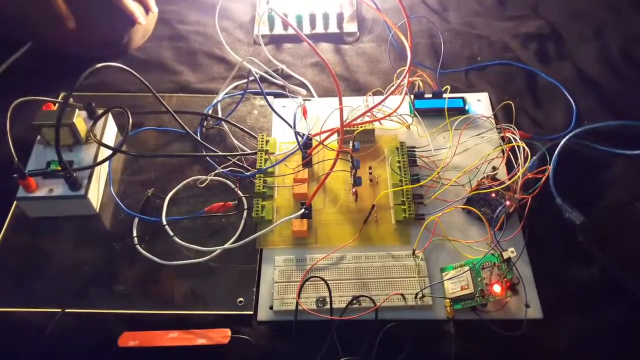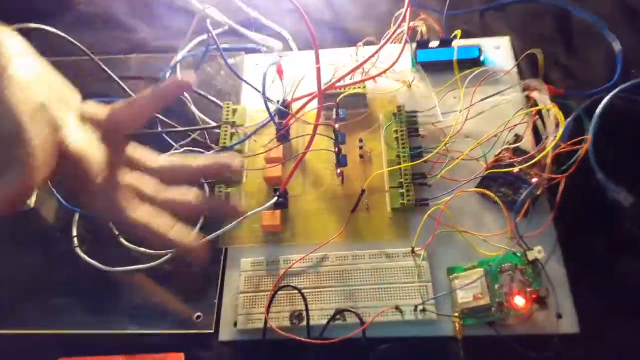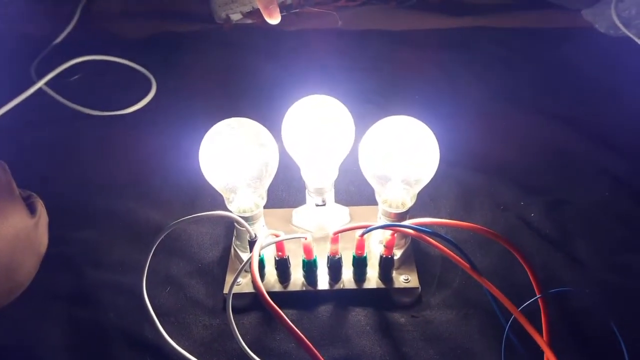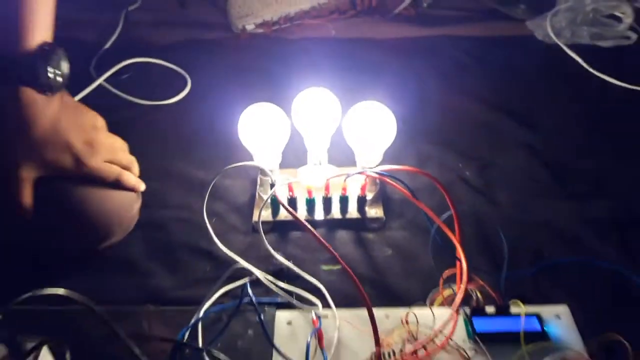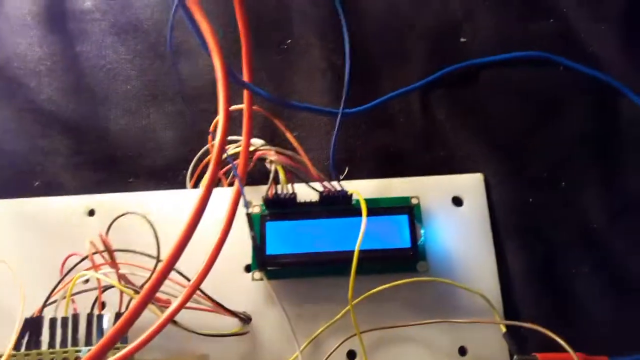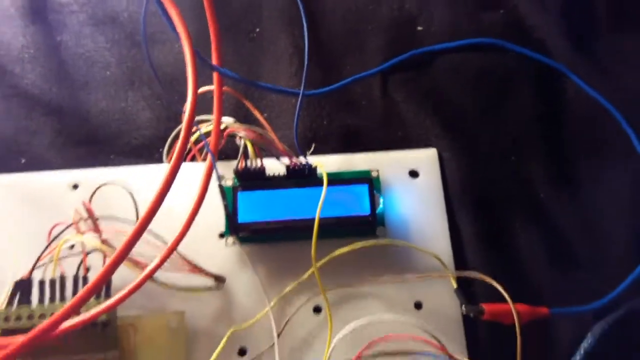This is our PCB. It has 3 CTs and 3 relays. The 3 loads, 2 of them are of 20 watts, and the middle one is the greatest one, which is 40 watt. And here is a serial monitor which shows the power consumed and the current being drawn by the loads. And this is the display which tells the consumer about the average power and the final units that are being shown.